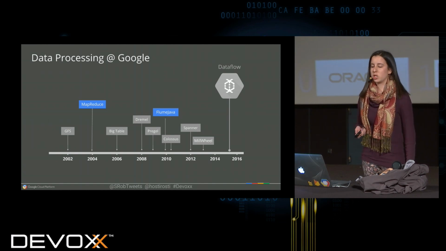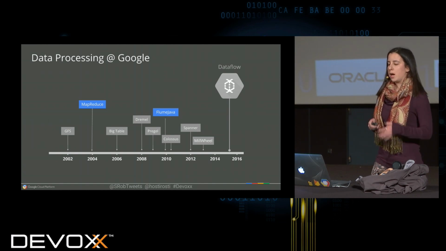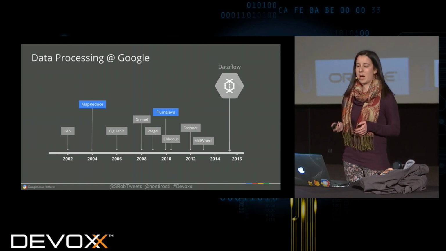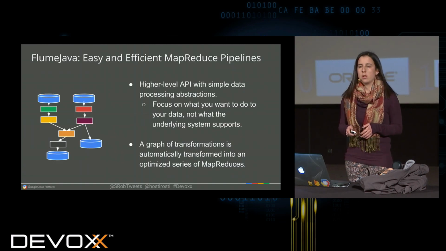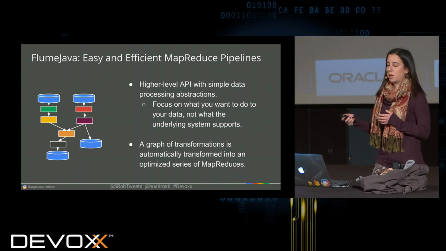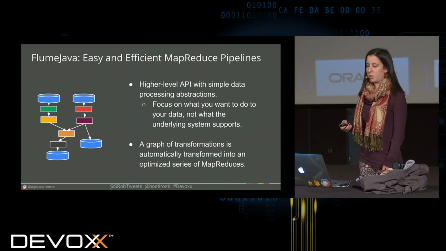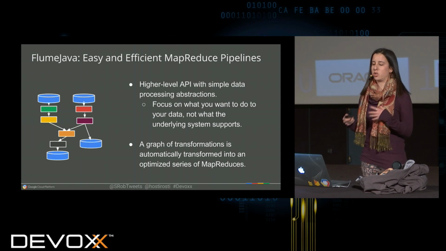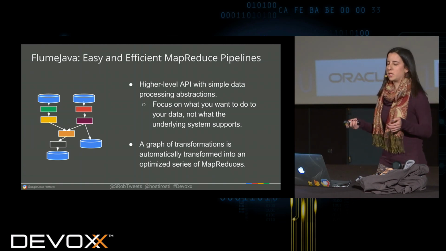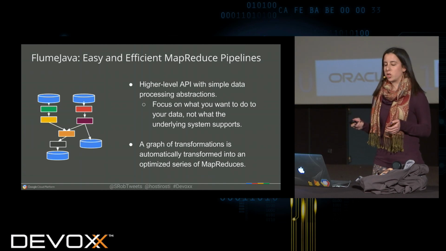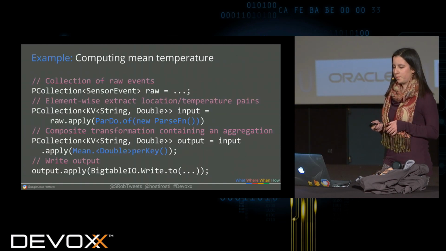Flume Java was published in 2010. And essentially what Flume Java was is a higher level API built on top of MapReduce. So with Flume Java, developers could focus on the algorithms and not the underlying systems to run their pipelines. So the system would automatically transform their job into a series of MapReduces, and there were some higher level, easy to use functions to build their pipeline.